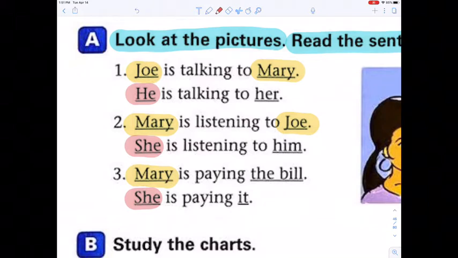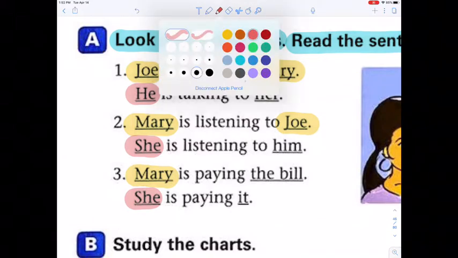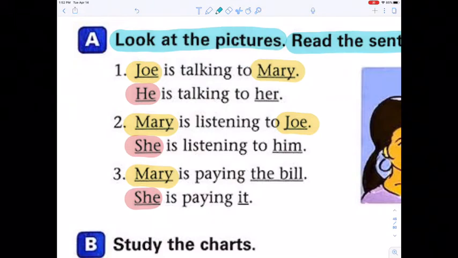What about the object pronouns, though? Let's use blue. The object pronoun is not the subject. It's the person who is receiving the action. So in this sentence, he is talking to her. He is the subject. He's the one doing the action. And who is he talking to? Who is receiving his talking? Her. He is talking to her.